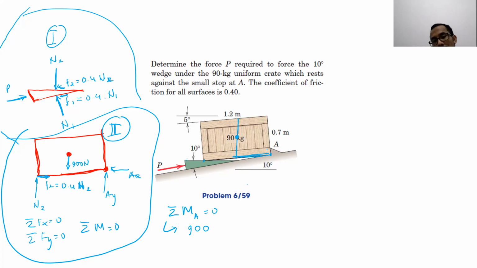It's not that simple. Remember, 900 Newton is happening at the center of the crate. So the distance from here to here is correct, that one is 1.2 meters. But the distance from here to here, which you are trying to find just now, is not 0.6 meter.